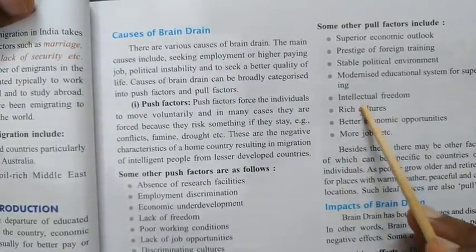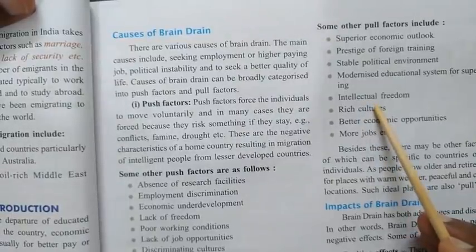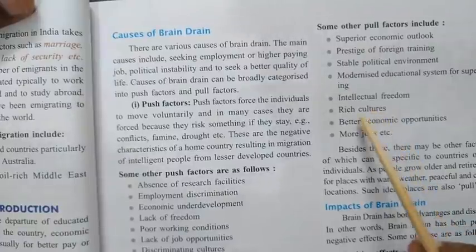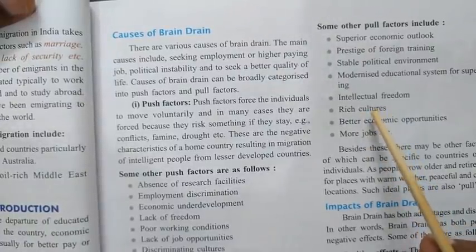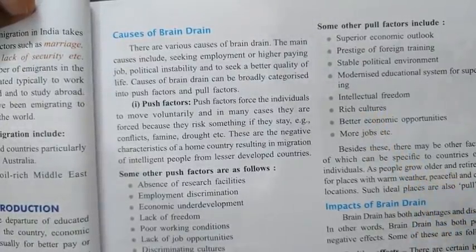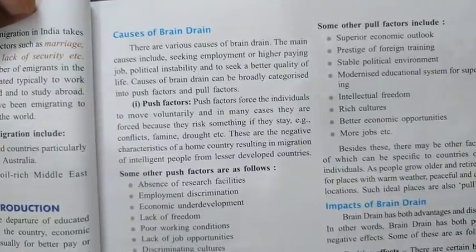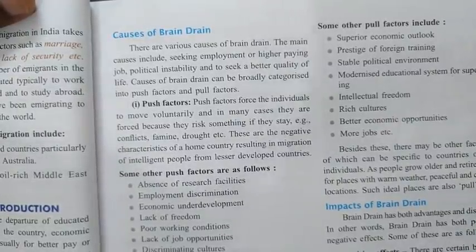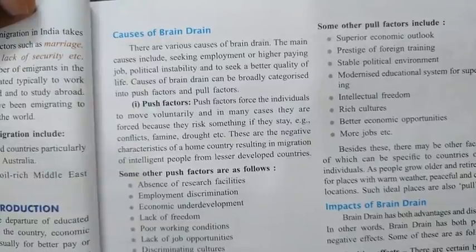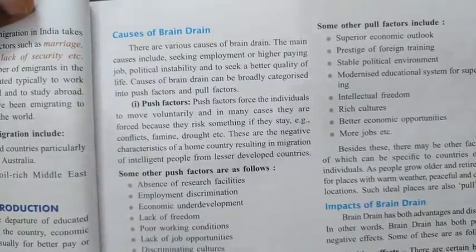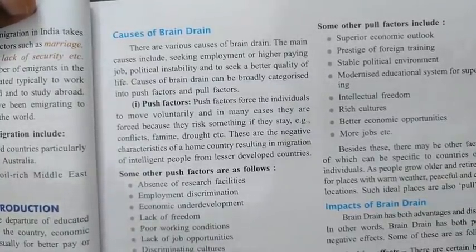Next is the intellectual freedom. For example, you can find Salman Rushdie or so many writers who don't have intellectual freedom in their countries. Salman Rushdie didn't get that freedom in Pakistan, so he migrated to the UK. So many examples you can find.